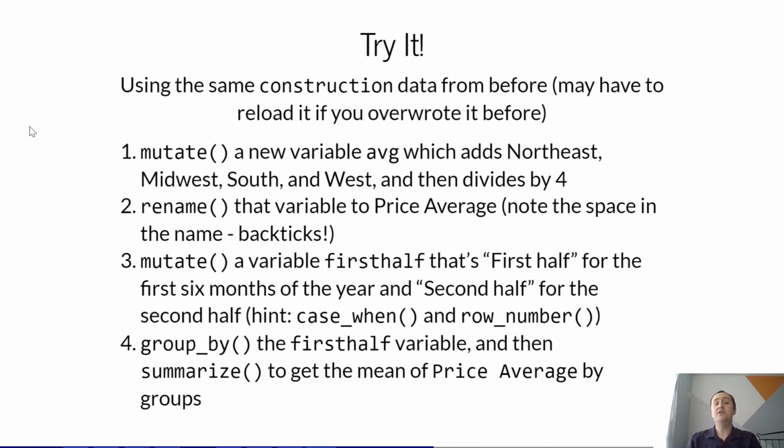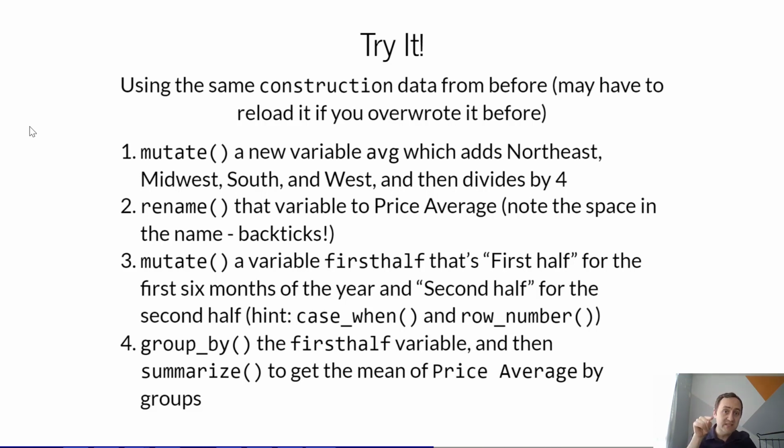First, I'm going to mutate a new variable called average, or AVG, that adds Northeast, Midwest, South, and West, all those columns together, and then divides by 4. The difficulty of taking the mean here, by the way, you can't just say mean of these 4 columns, it won't work. The difficulty of doing this illustrates why we might want tidy data. This data is not tidy. There is, I think, a row means variable function, but don't use that. Just do this manually.